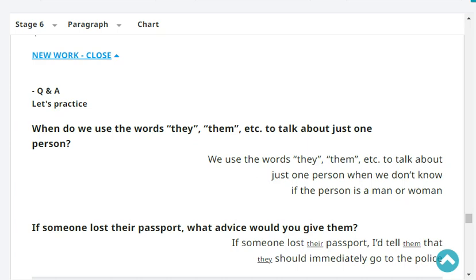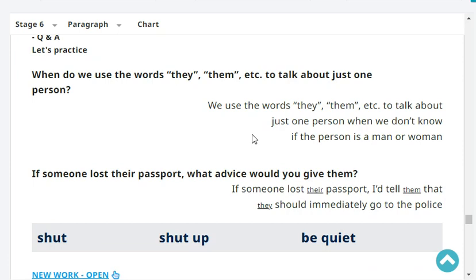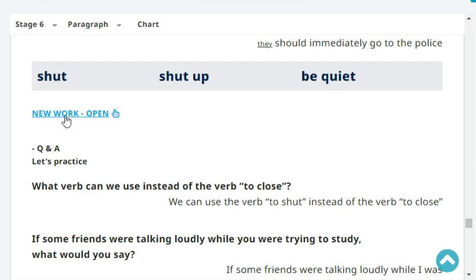Megan, if someone lost their passport, what advice would you give them? If someone lost their passport, I'd tell them that they should go immediately to the police. Very good.